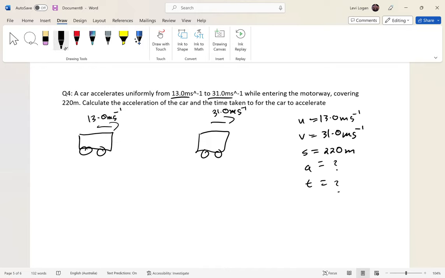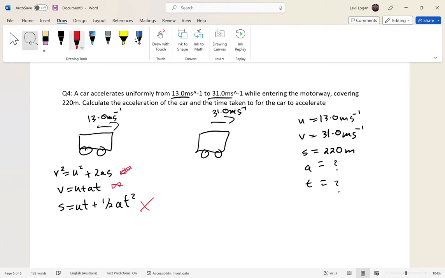Let's write out our equations. We have v squared equals u squared plus 2as. We also have v equals u plus at, and s equals ut plus a half at squared. We have a u, so we can use all the equations. We have a v, so we cannot use this one, we're not going to use this one. So we want to use this one or this one. We also have s, so we're going to use the top one here. But since we have to find two things, once we've found our first unknown, we can use either one of these equations. So let's just move this one over here.